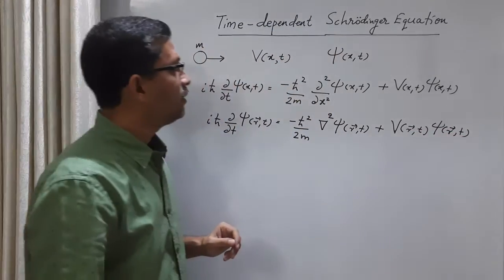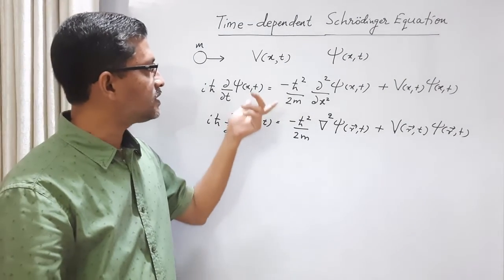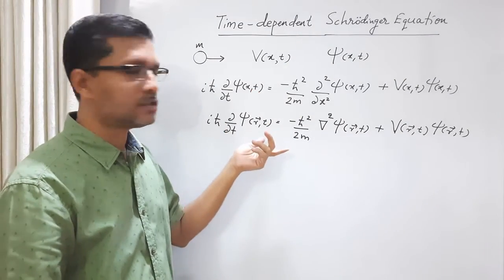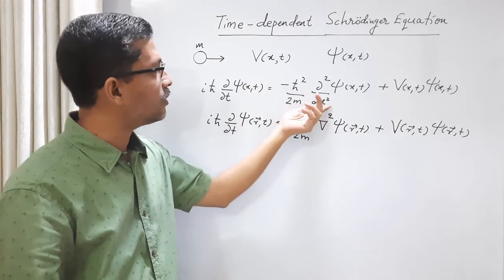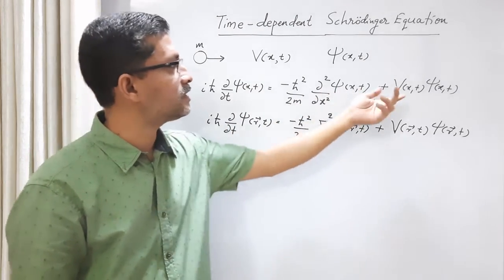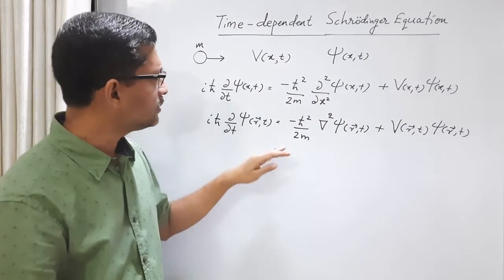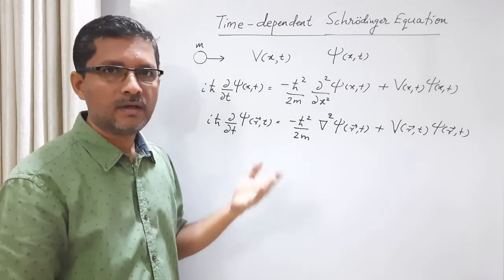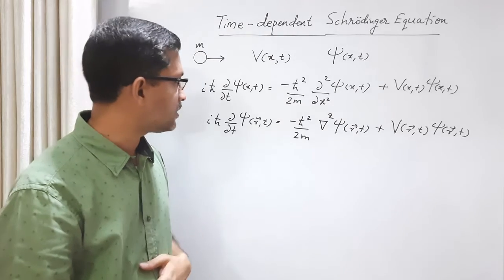So from the physics point of view, there is no change here. The only thing is that instead of one coordinate, there are now three coordinates, both in the wave function as well as the potential energy. This is the time-dependent Schrodinger equation in three dimensions.